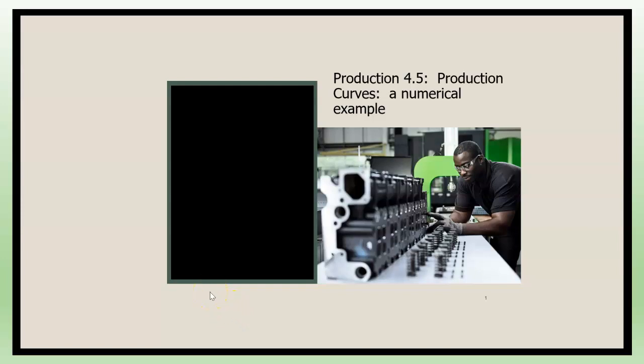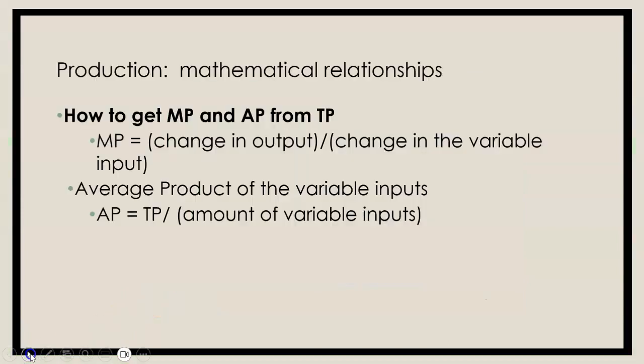Now let's look at a numerical example of these production curves. First, let's review the basic mathematical relationships between marginal product, average product, and total product. Marginal product equals the change in output divided by the change in the variable input. Average product equals total product divided by the total amount of the variable input.